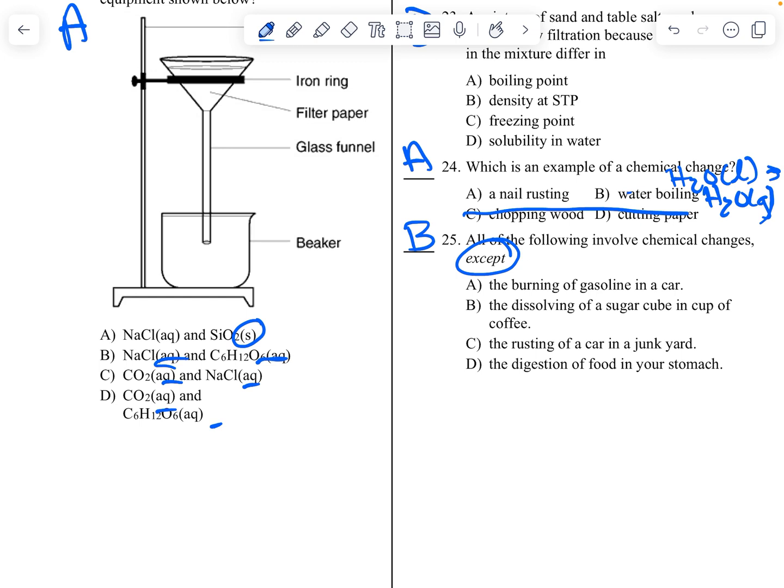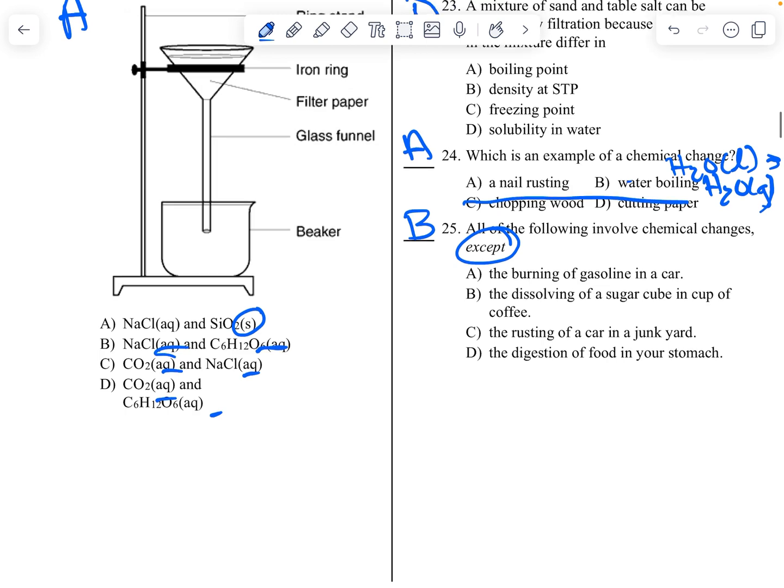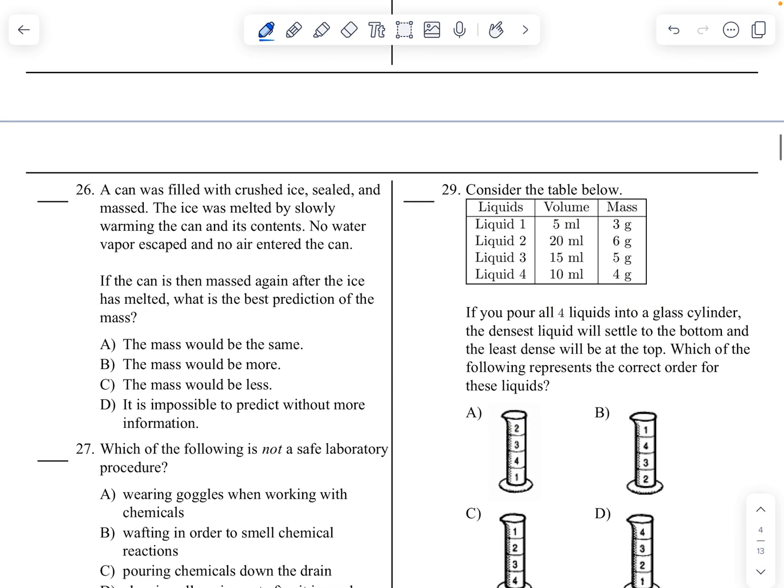We could recover that sugar through evaporation or boiling, but we could not regain gasoline once we burned it. We could not regain the metal of a car after it's rusted, and we can certainly not regain food after it's been digested. Those are undergoing chemical changes.